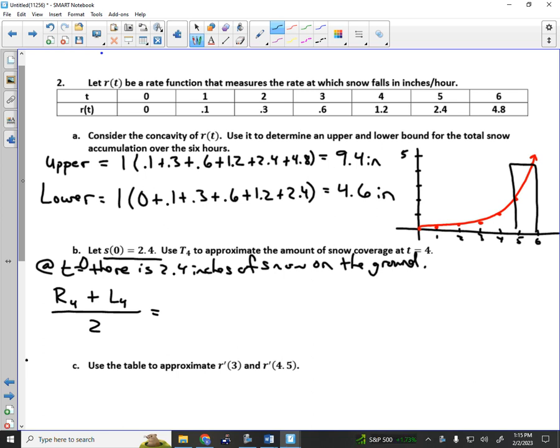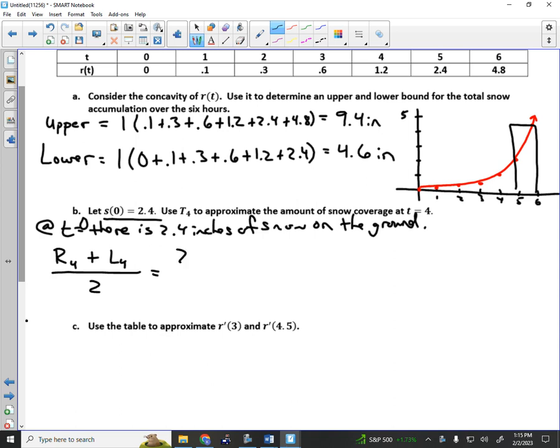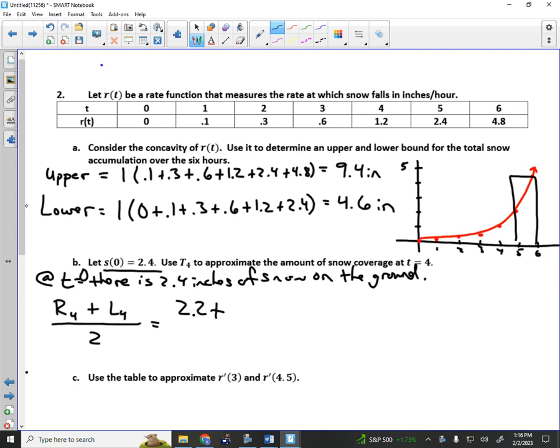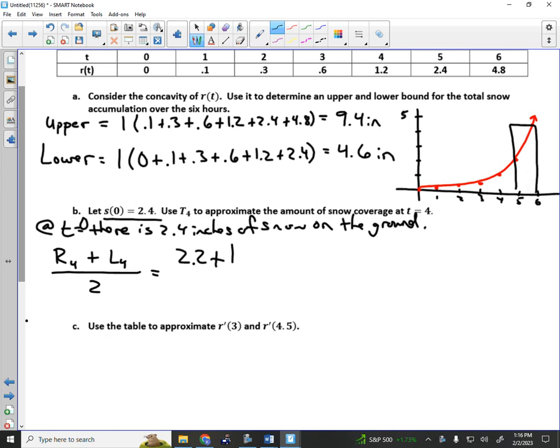We add 0.3 and 0.6 to get 0.9, plus 1.2 is 2.2. So the right of 4 is 2.2. And then for the left, we are going to start by evaluating at 0 and go up to 0.6. What do you get if you add that together? Just 1. You divide by 2, so you get 3.2 over 2, which is 1.6 inches. Is that my answer?